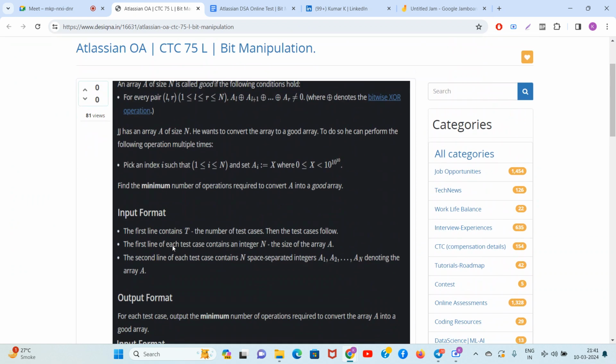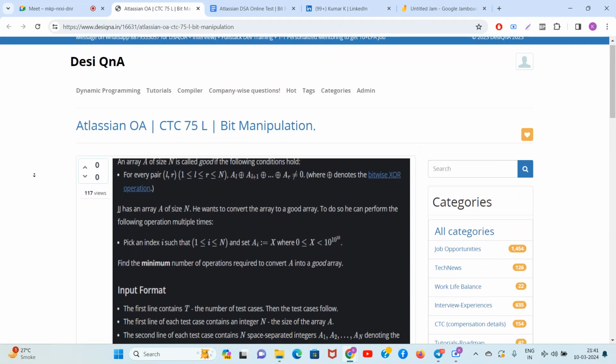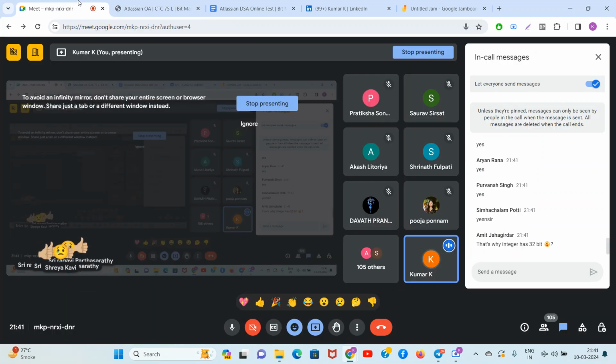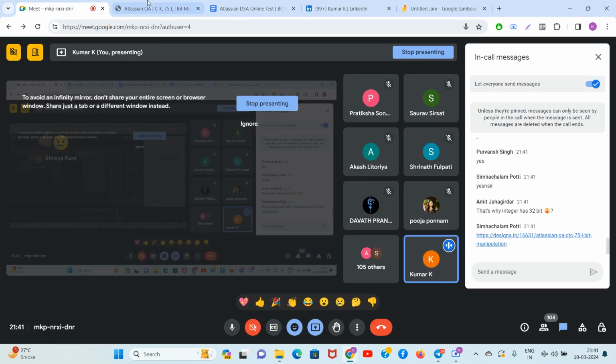Given an array of size n, guys, if someone does not have the question link, give them the question link. Okay, guys, we are given an array. For all the subarrays, we want that their zor should not be equal to 0. That's it, guys. That's it.